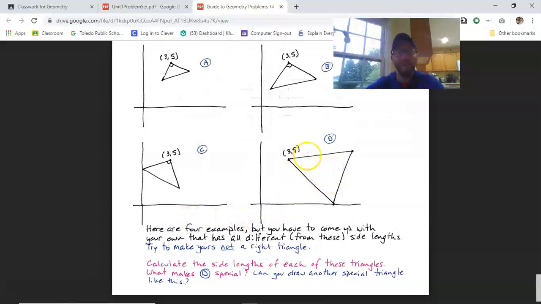And this last one here is a little different from all the others. Let's see if you can figure out what's different about that one.